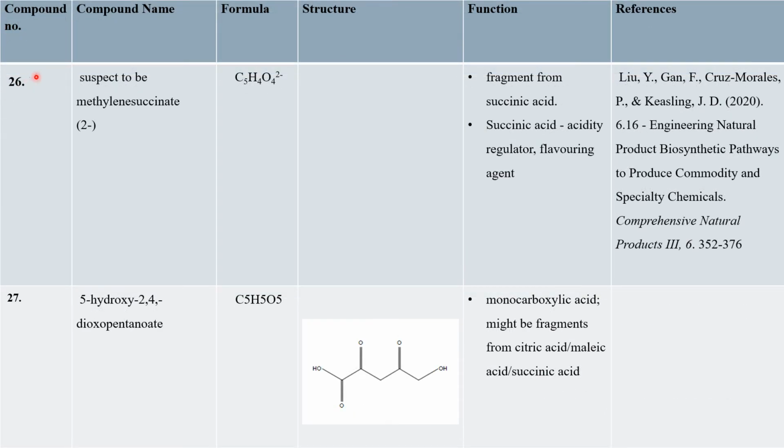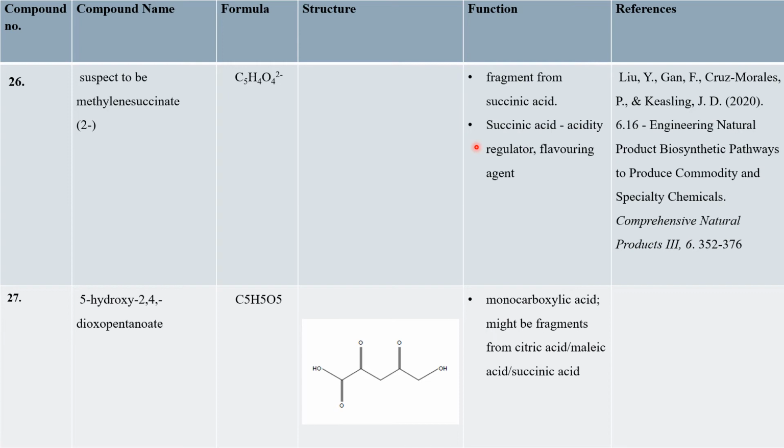So now we move on to compound 26 and 27. I would say these two compounds are slightly special as compared to other compounds because we suspect them to be fragments. In compound 26, we suspect it to be methylene succinate, because of its compound formula C5H4O4, and there are two oxygens that provide the negative charge. So we suspect it to be from succinic acid.